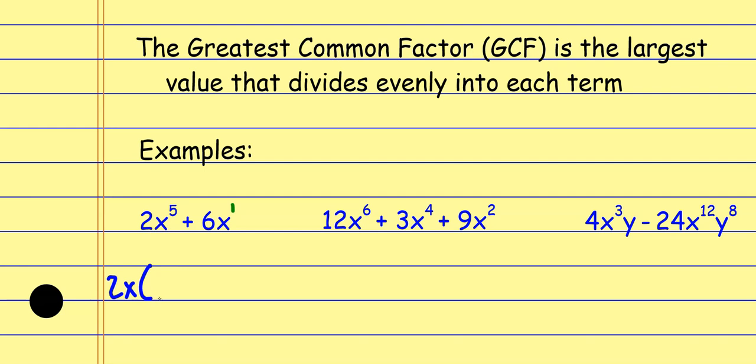2x to the 5th divided by 2x is an x to the 4th. See, the 2's give me a 1, and I subtract the exponents. 6x divided by 2x is a 3. Again, 6 divided by 2 is a 3. x divided by x is a 1. Kind of cancels out. And that's it.